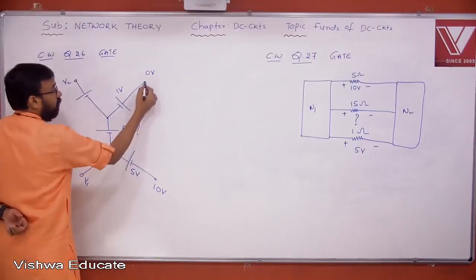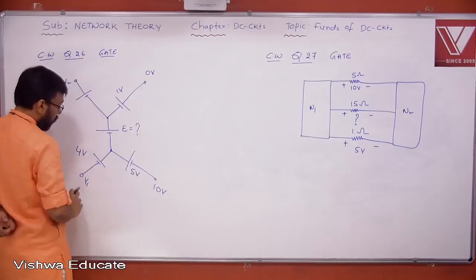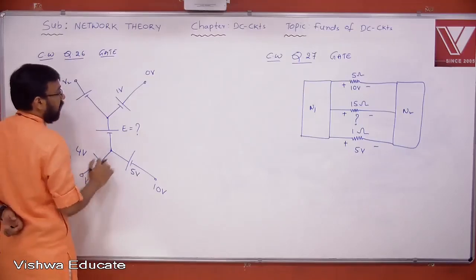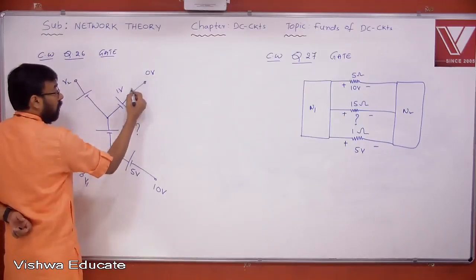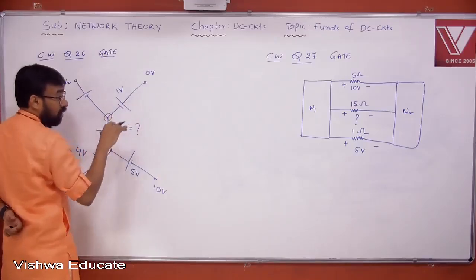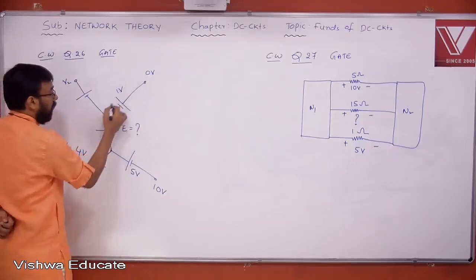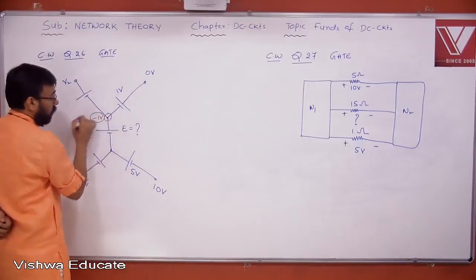So E value. From here 0 is given. Here we do not know V1, so let us not come from this side. But you can come here 0, jump from this point to this point. What will happen? Higher potential to lower potential. Drop the voltage or take the voltage? Drop the voltage. So 0 minus 1 is minus 1 volt.